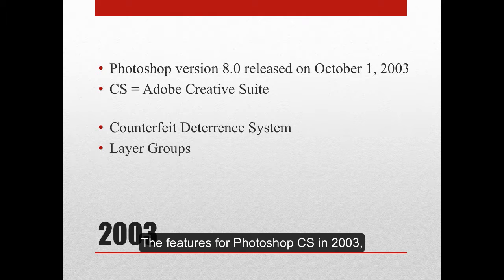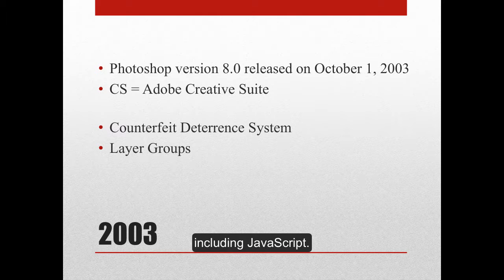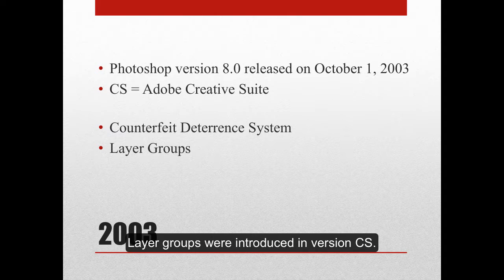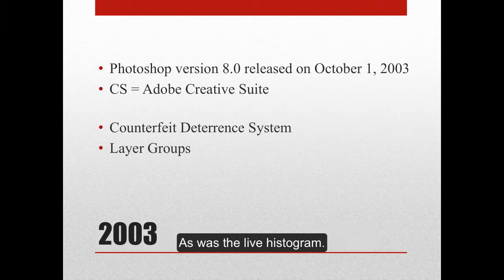The features for Photoshop CS in 2003, they added a counterfeit deterrence system, which recognized and refused to allow the duplication of paper currency. Scripting support for various web languages, including JavaScript. Layer groups were introduced in version CS, as was the live histogram.